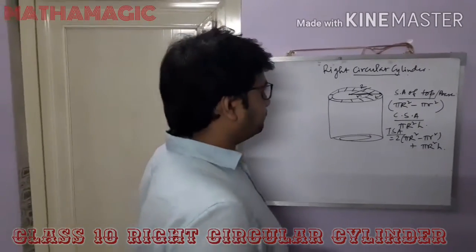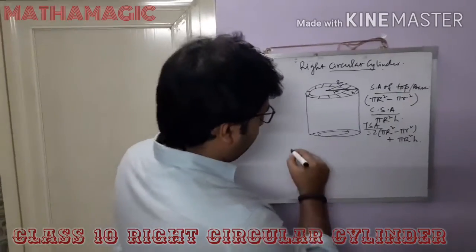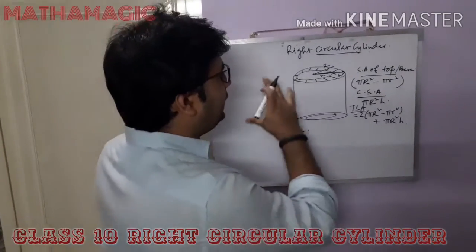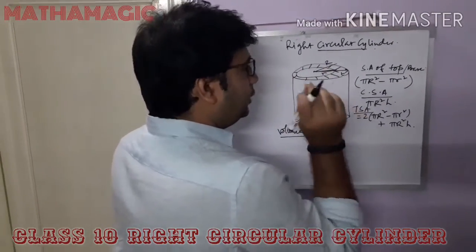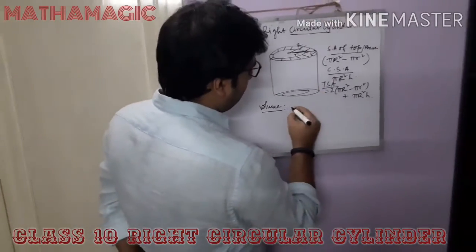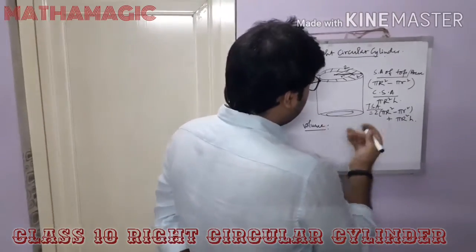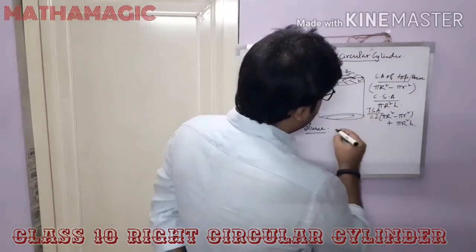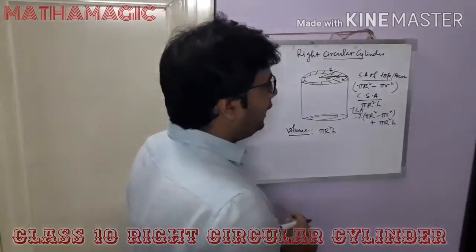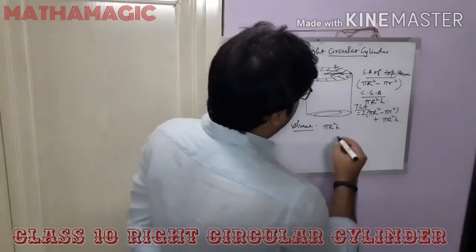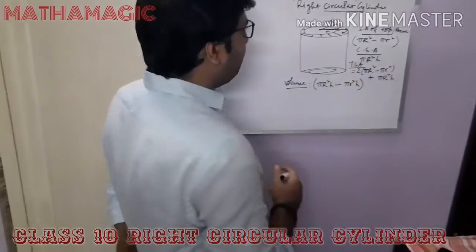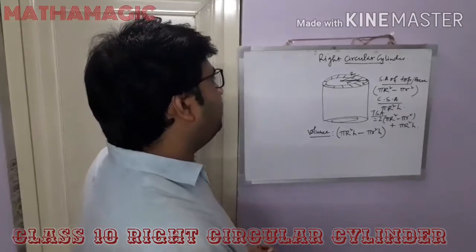And what will be the volume of this kind of right circular cylinder? In case of finding out the volume, the logic is very simple. We have to find the volume by taking capital R once and by taking small r once. Then we have to subtract. By taking capital R, the volume of the right circular cylinder will be pi capital R square h. And if we take small r as the radius, then the volume will be pi small r square h. Now if we subtract these two, then we will definitely get the volume of the right circular cylinder of this type.